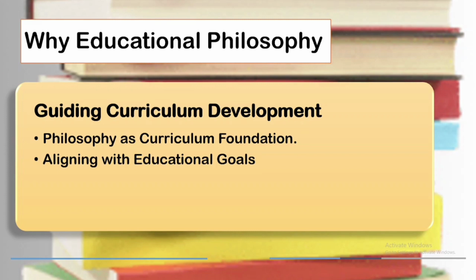If the goal is to nurture a well-rounded education, the curriculum might include a mix of academic, artistic, and practical subjects. Educational philosophy infuses the curriculum with its values. For example, a philosophy emphasizing the importance of ethical behavior may lead to the inclusion of ethics courses or moral education in the curriculum.